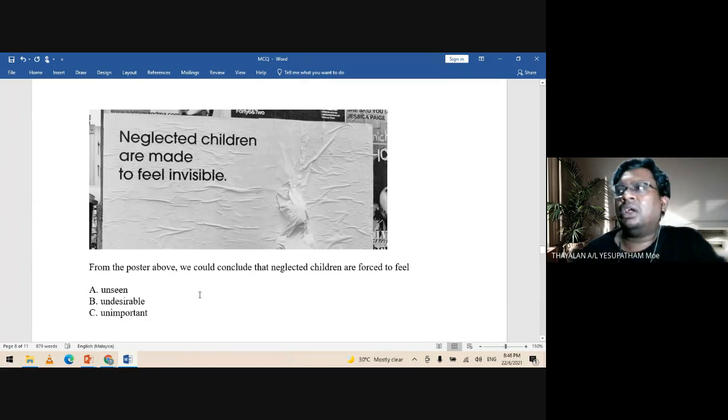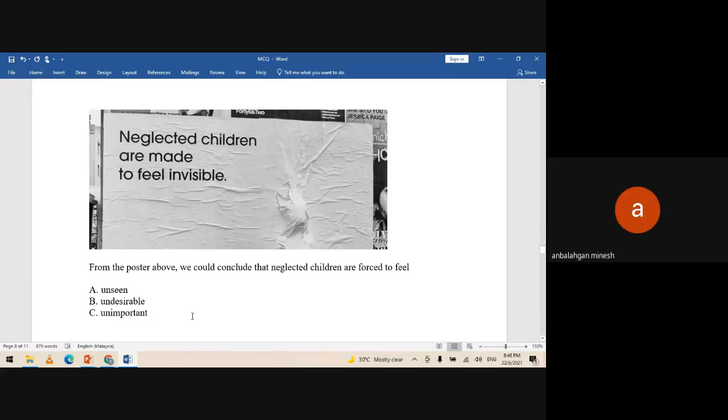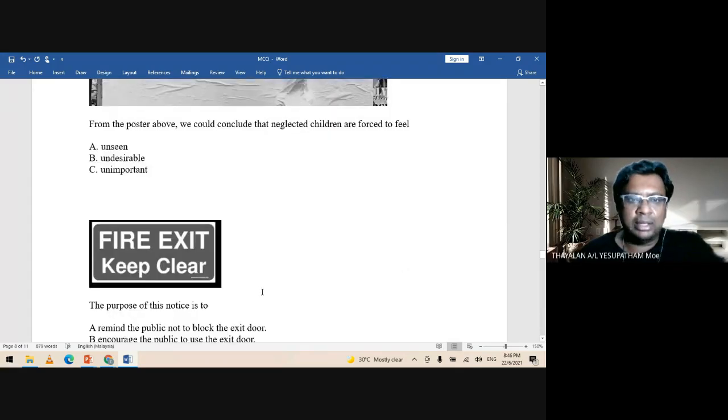They are just not as important as others, but they are still there. They have not gone to the point of being hated. So the most suitable answer for invisible here is to be neglected, and neglected means you are made to feel unimportant. So the correct answer is C. All right. Now, this one.